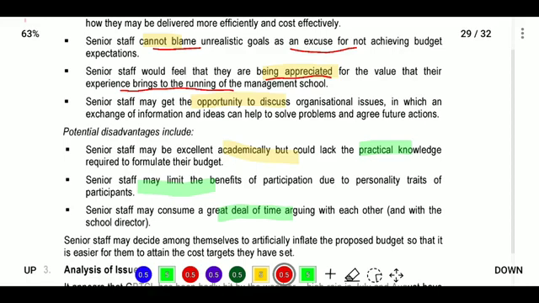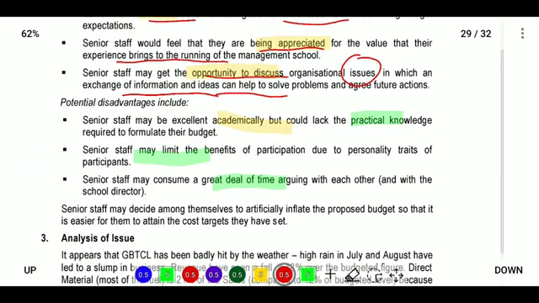Next, senior staff may get the opportunity to discuss organization issues. What issues are there, what can we do, and they can exchange information and ideas, which can help them to solve the problems and agree on future actions.